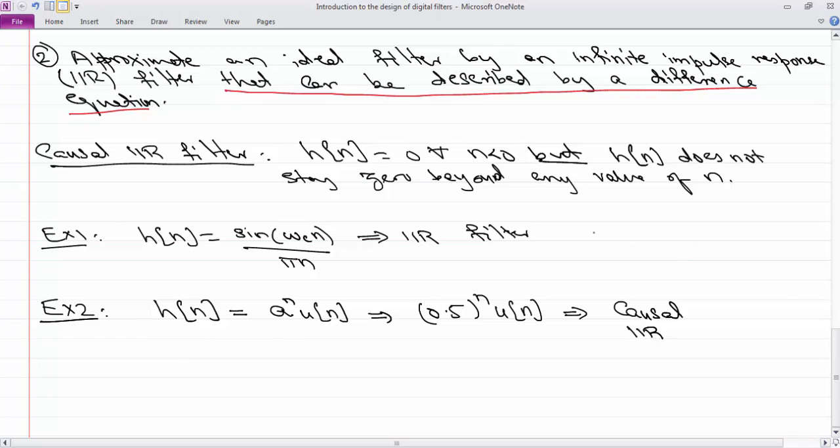So the first one, this filter cannot be described by a difference equation, and the second one we'll see can be described. And so this one cannot be implemented. The first one cannot be implemented in a digital system. The second one can be. So instead of telling you why it can be described by a difference equation, I'll go the other way around.